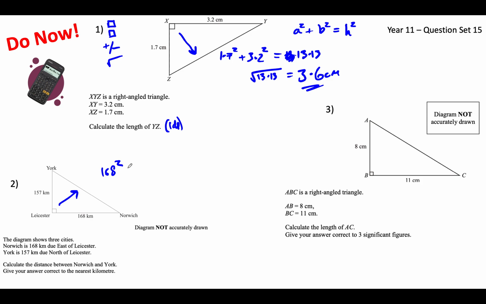168 squared plus 157 squared is going to be a big number. 52,873. Now that's not my answer, because remember, at the end of Pythagoras, you invariably have to square root, because that's the length squared. We want the square root of it. To the nearest kilometre is 229.9. So to the nearest kilometre, 230 kilometres.